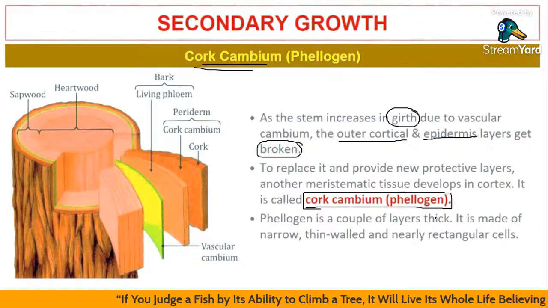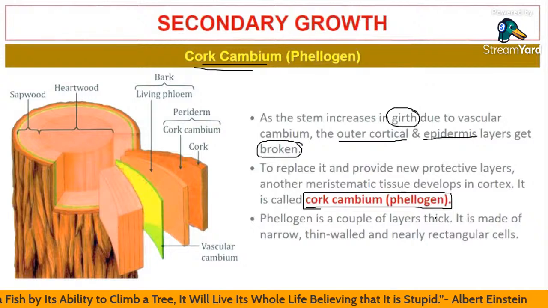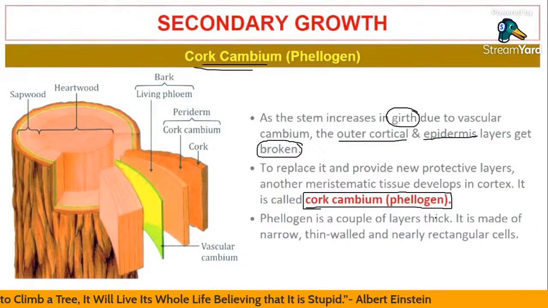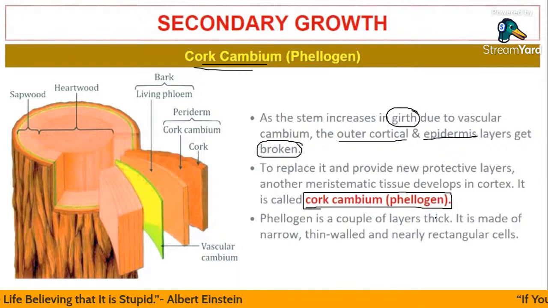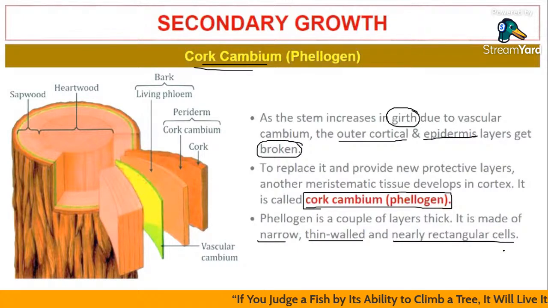Clear? So what is the meristematic tissue that develops in the cortex after the outer cortical and epidermis layers get broken? You will call it the cork cambium or the phellogen. Phellem is a couple of thick layers made up of narrow, thin-walled and nearly rectangular cells.